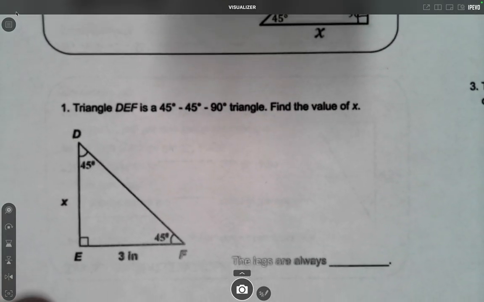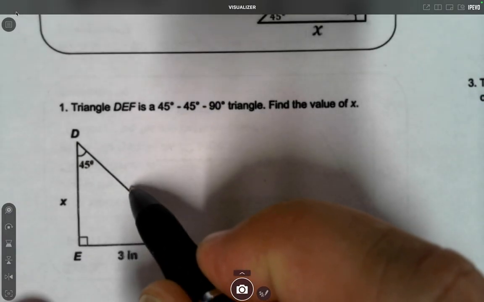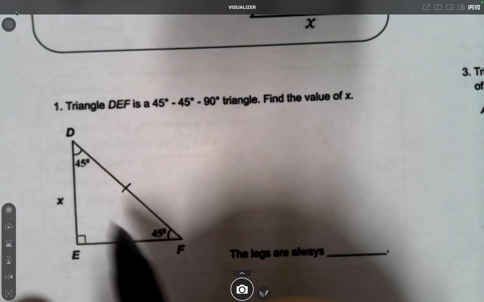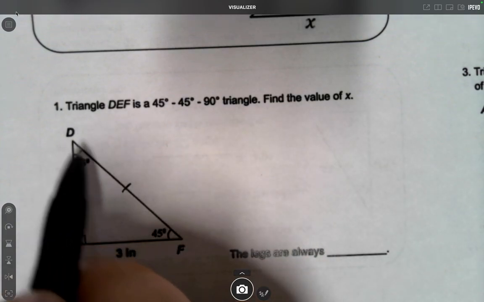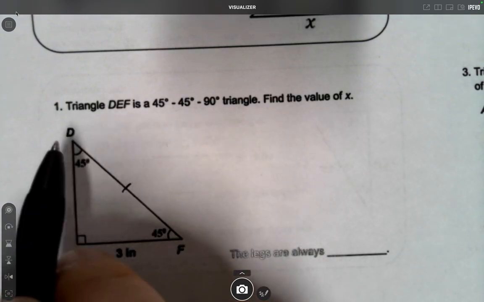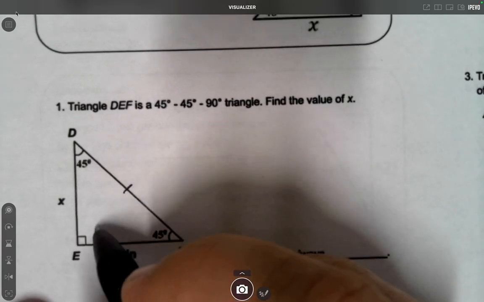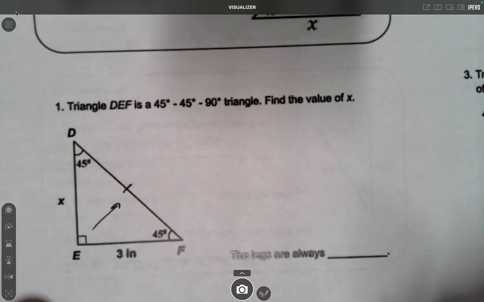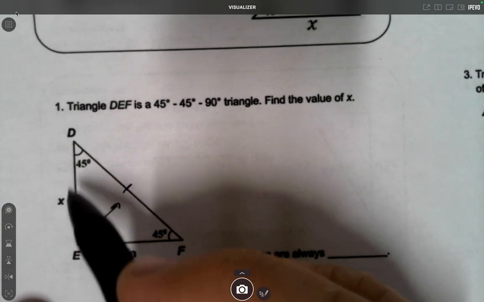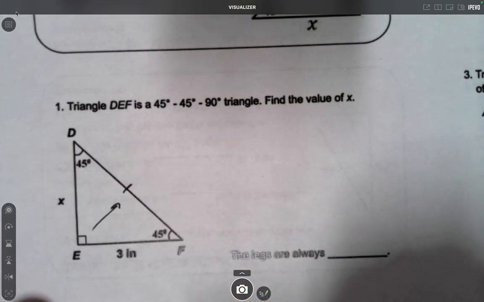Triangle DEF is a 45, 45, 90 triangle. Find the value of x. One important thing you need to remember is the difference between the legs and the hypotenuse. The hypotenuse is this one right here. I'm not marking it congruent, I'm just showing you what I'm talking about. This is the hypotenuse, because it's the side opposite the 90-degree angle, the right angle. So these two sides are the legs.